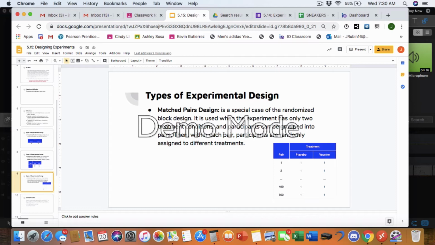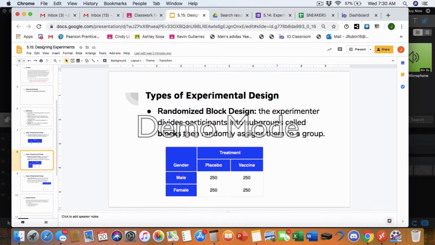One thing I do want to point out, right? Keyword here, a lot of you were asking me about the difference between matched pair and randomized block design. Remember, matched pair is a special case of randomized block. So if it feels similar, it's because it is. But the big difference is, right, these are broken down into groups by gender. It's male, female, and then half the males get the placebo, half the males get the vaccine, half the females get the placebo, half the females get the vaccine.